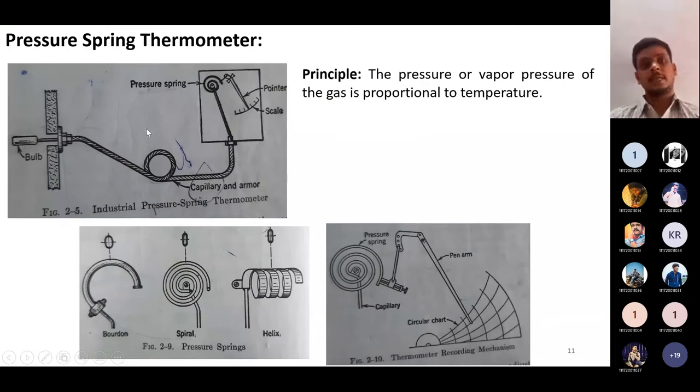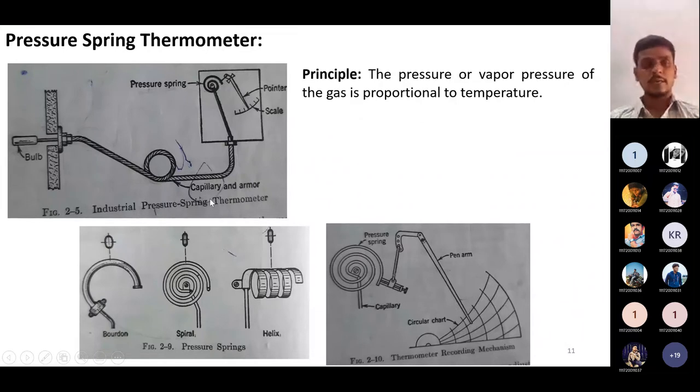Then next is the pressure spring thermometer. In the pressure spring thermometer, usually there will be a bulb, and there will be a connection to the final element, what we call the functioning element. The functioning element here is a pointer. To connect between that functioning element and this bulb, there will be a long capillary and armor. This long capillary and armor will be transmitting a displacement from the bulb to the final controlling element, that is, a pointer or the pressure spring.